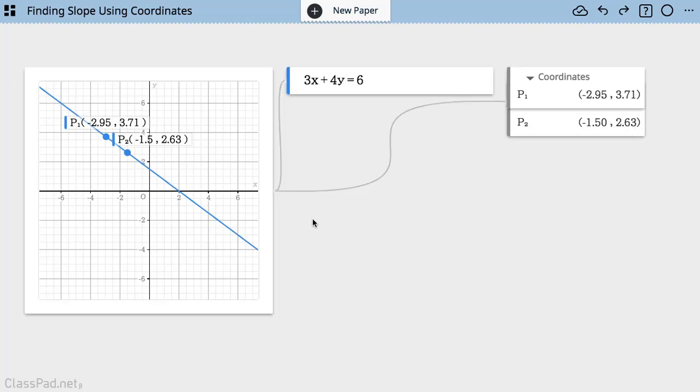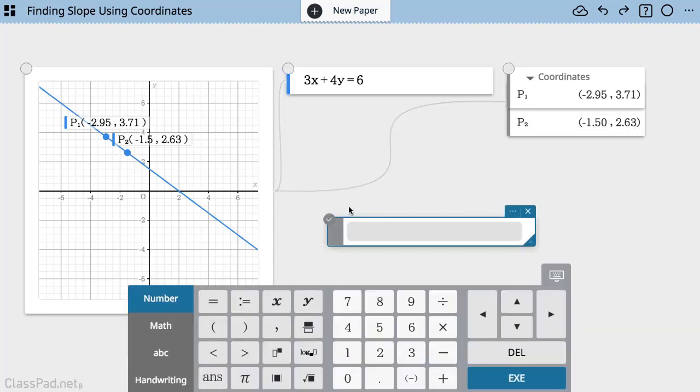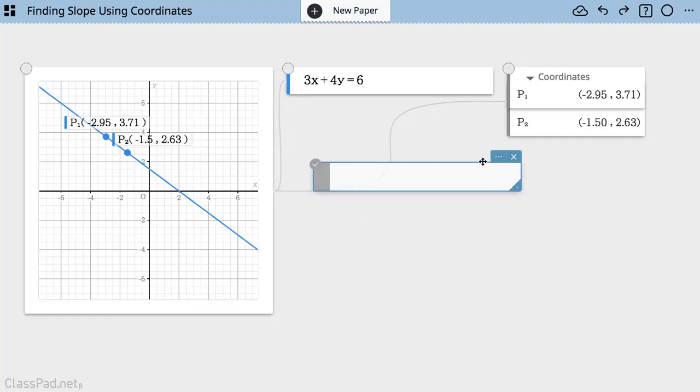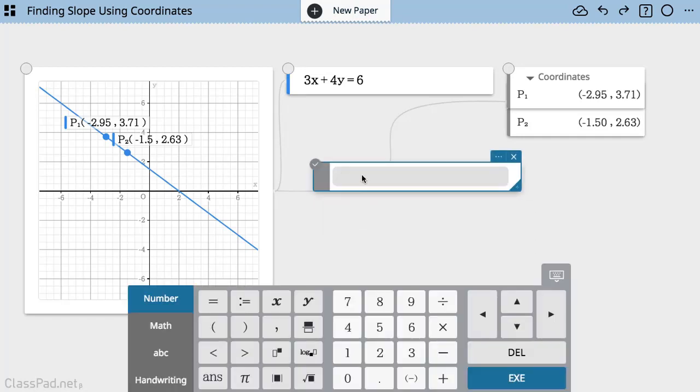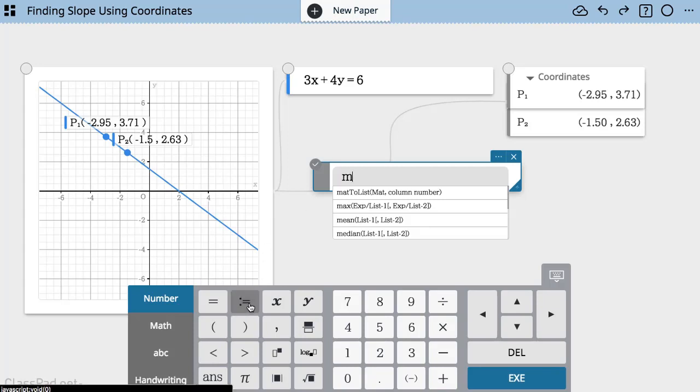So the next thing I'm going to do is open up a calculate icon, sticky. The variable commonly used for slope is m. And instead of just finding m, I want to actually define m so that I could use it in the future. For those of you that aren't familiar, the colon equal sign is the symbol used to define a variable, define a function, things like that.